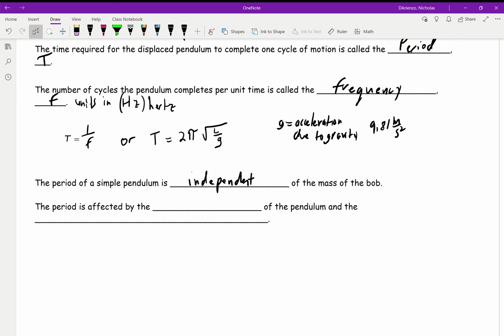So the period is affected by the length of the string as part of the pendulum and the acceleration due to gravity. These two factors are going to affect how this pendulum is going to swing, how long its period is going to be. And this is represented with g.